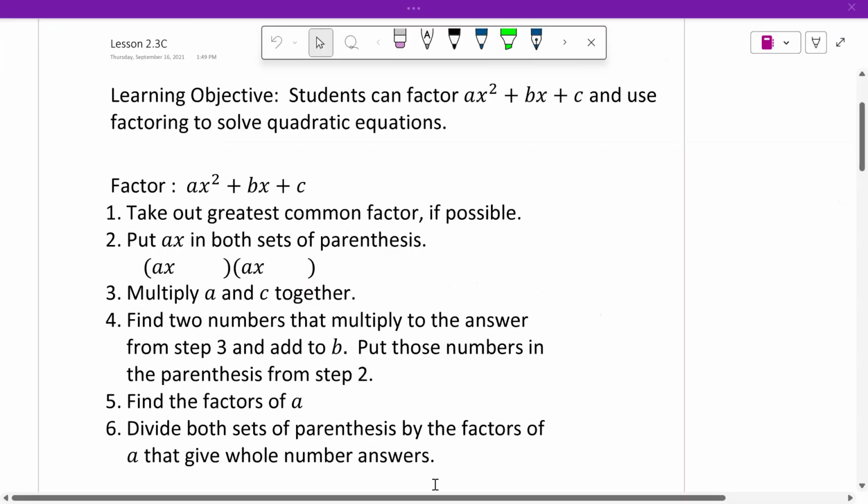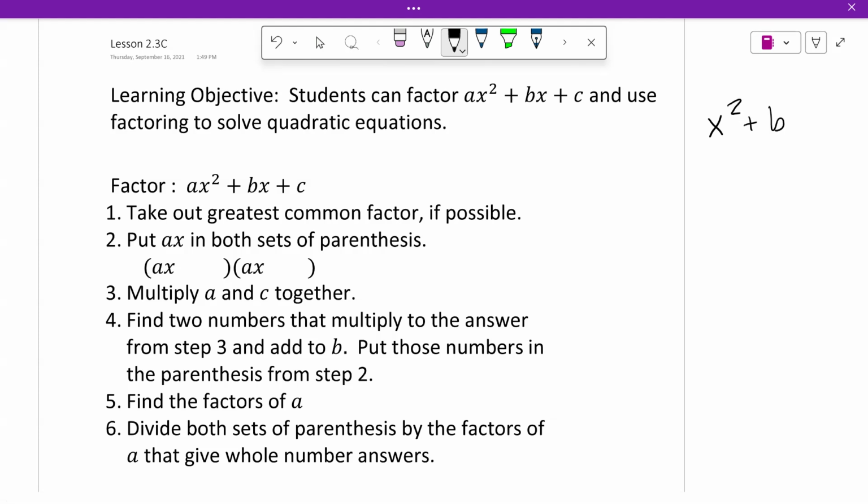All right. So far, we've done the no first term coefficient, like x squared plus bx plus c, where you put two sets of parentheses down, split up the first term, x and x, and then look at the signs, and whatever multiplies to be this adds up to be this. Okay? We've done it where we have a first term coefficient, but that's a greatest common factor that's factored out. Okay? And so that was that second worksheet that we did.